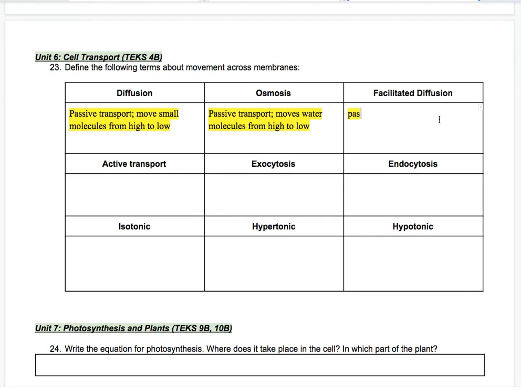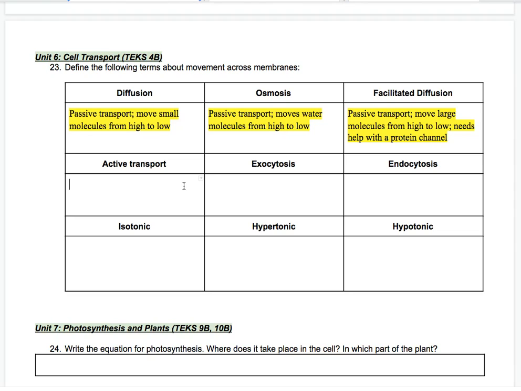Facilitated diffusion is another type of passive transport. It's when we move large molecules from high to low. But since they're so large, they're going to need help with a protein channel. So it's just like diffusion, we're still moving from high to low, but since the molecules are so large, they can't fit through the lipid heads of the cell membrane. So they're going to need to go through a protein channel that's embedded in the cell membrane to help those molecules get across.